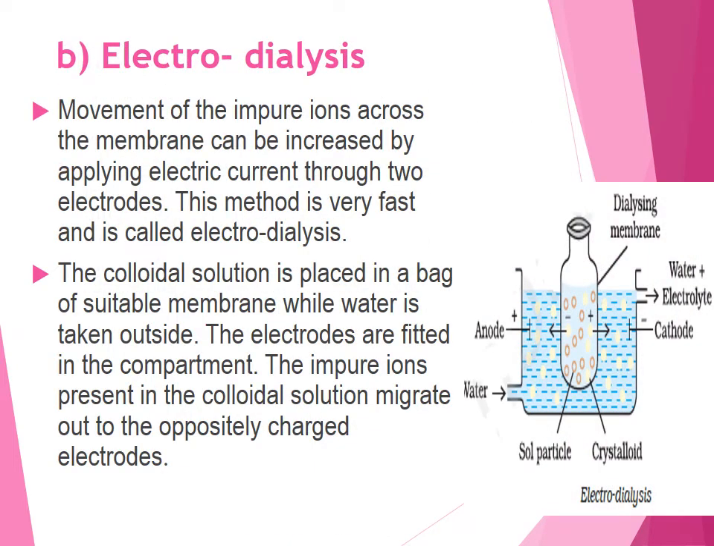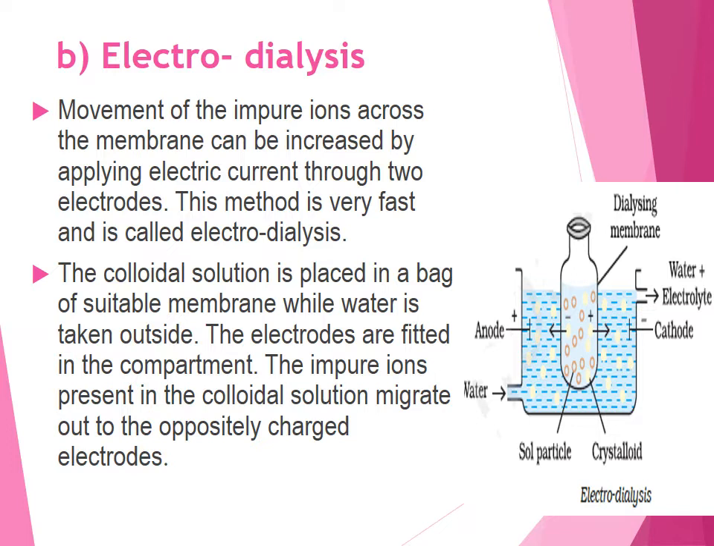The next method of purification of colloid is electrodialysis. This method is just like a dialysis process. In this method, movement of the impure ions across the membrane can be increased by applying electric current through two electrodes. This method is very fast and is called electrodialysis.